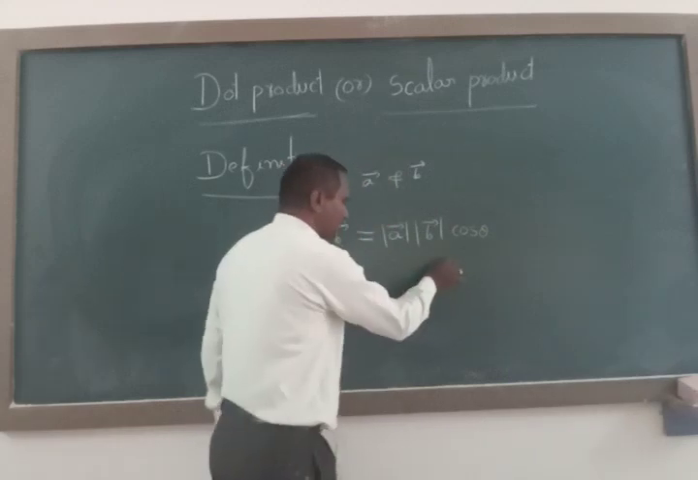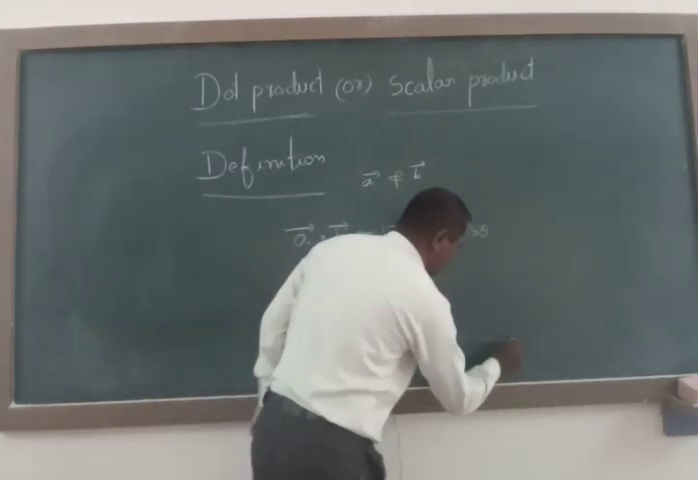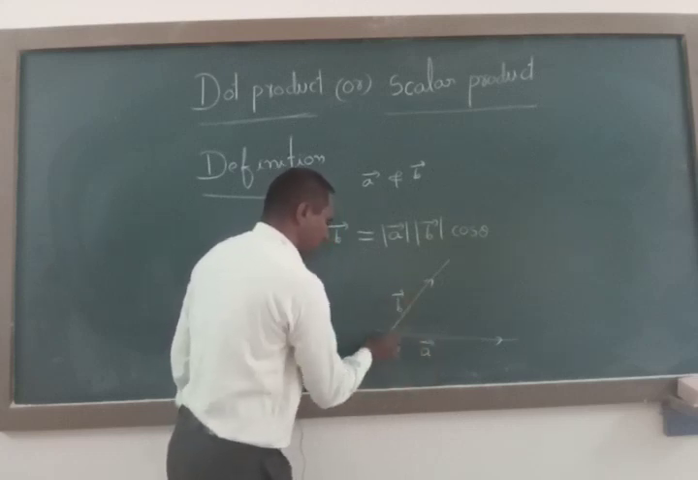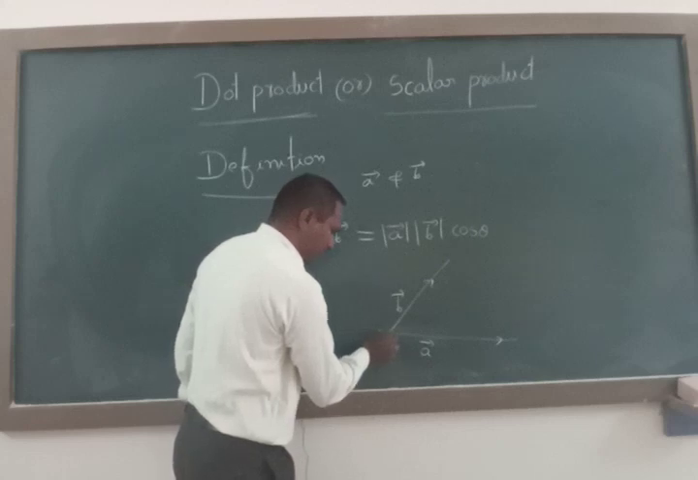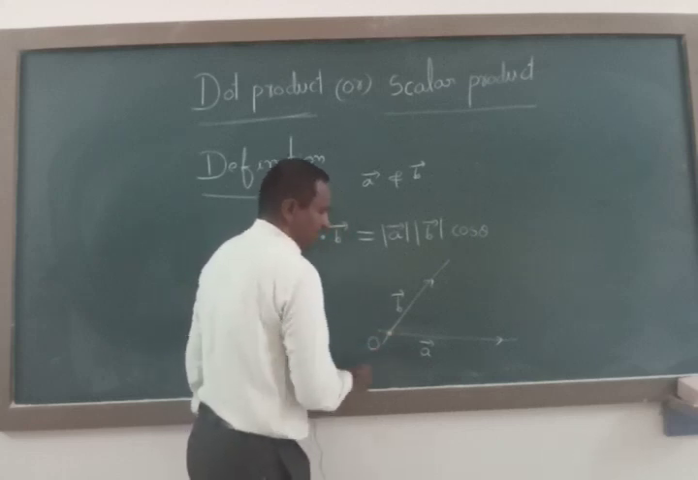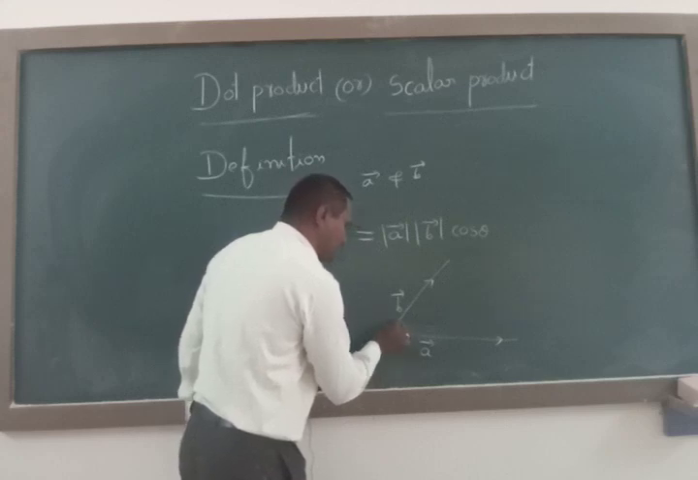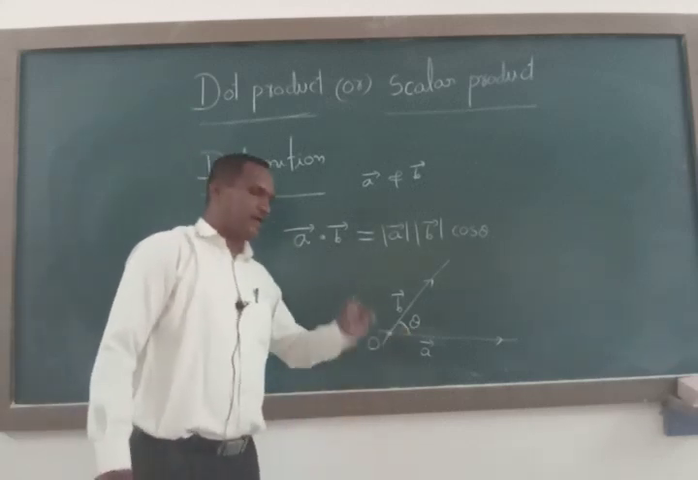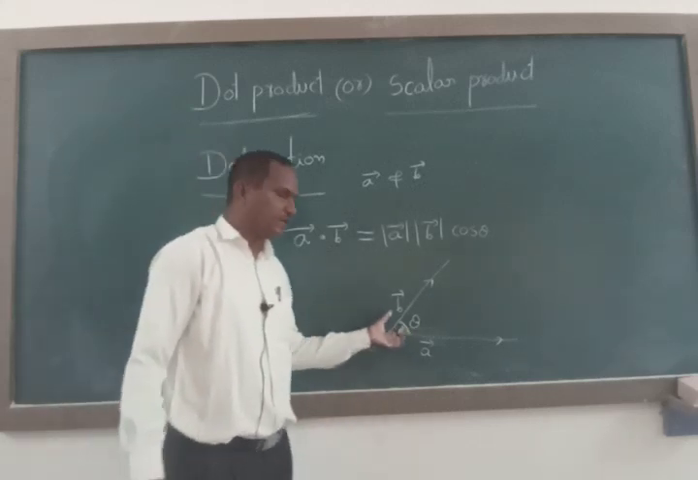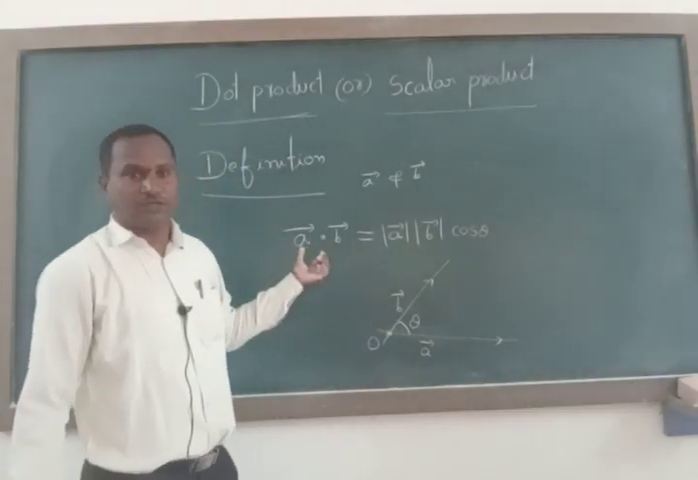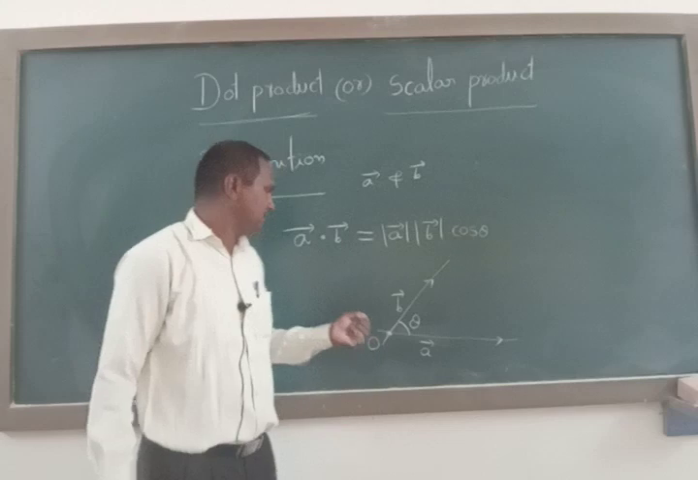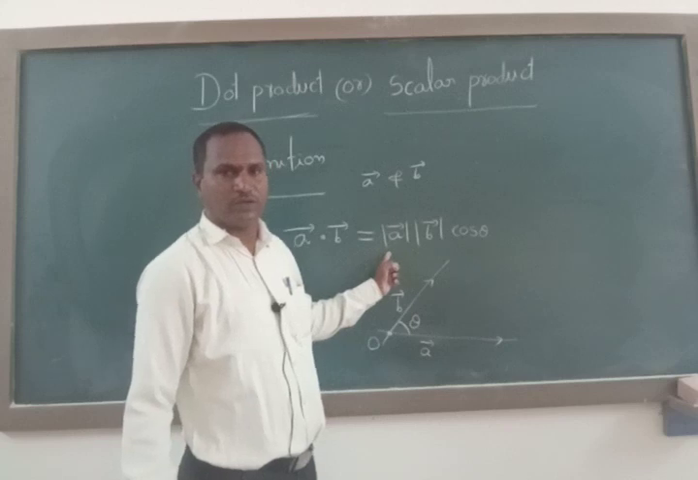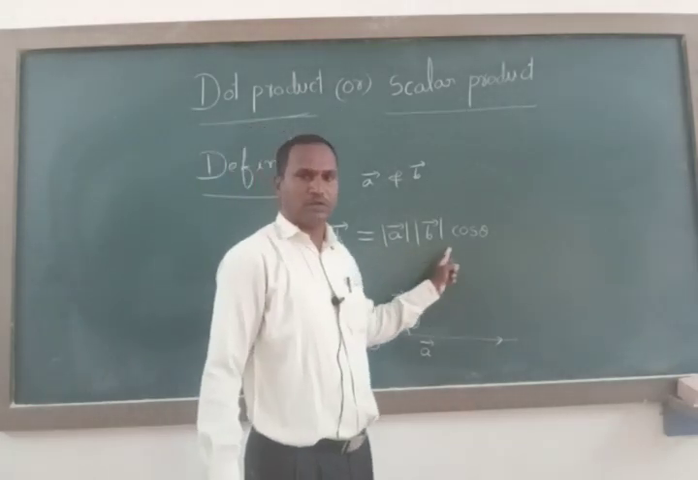Diagrammatically, I am showing here: this is A bar and this is B bar, with directions like this. They intersect at one point, O. And here theta is the angle between these two vectors. With the help of this diagram, we can give the definition of the dot product or scalar product: A bar dot B bar is equal to the magnitude of A bar into the magnitude of B bar cos theta.